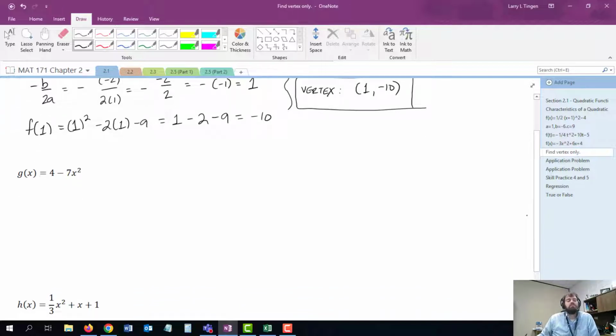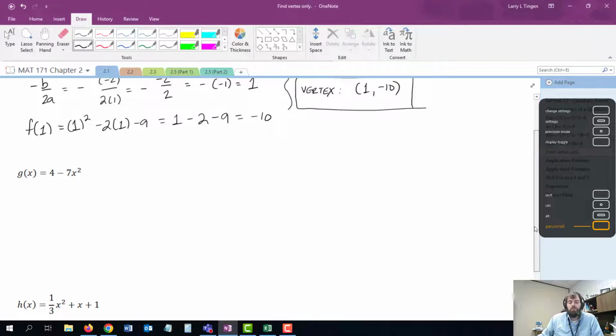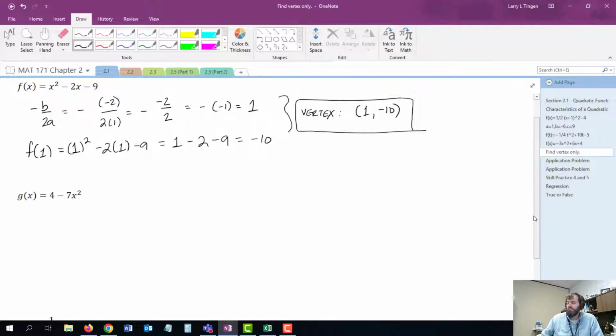Next, g of x is equal to 4 minus 7x squared. Well, this one's out of order, right? It should be in descending order, but it doesn't really matter as long as you can determine a, b, and c correctly. A is the leading coefficient, the coefficient of the highest power of x, so it's negative 7. There's no b here, no term that has just x in it. Well, nothing in math means 0. If it's not there, it's 0, and then c is 4.